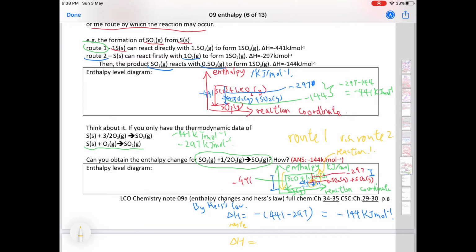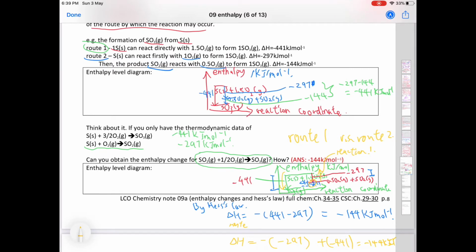So if we do the backward reaction, then the enthalpy change will be the opposite. Originally it is 297, and if we undergo the backward reaction, then we add a negative sign on it, and we sum the enthalpy change of the second stage, because now it's just in the same direction as the reaction, so we just add 441 kilojoule per mole. So the answer you obtain is also negative 144 kilojoule per mole.